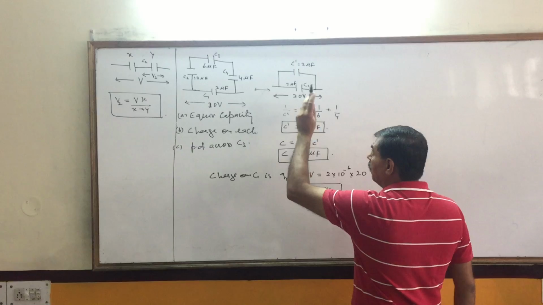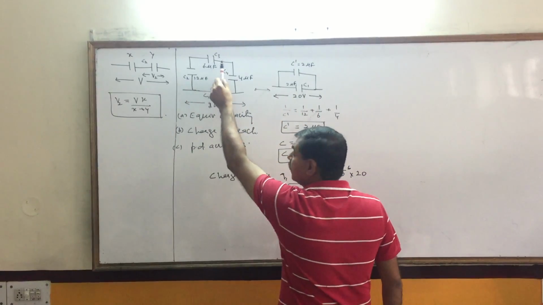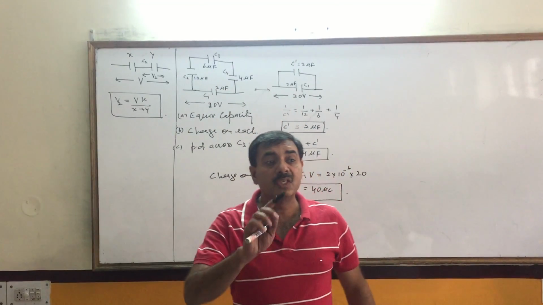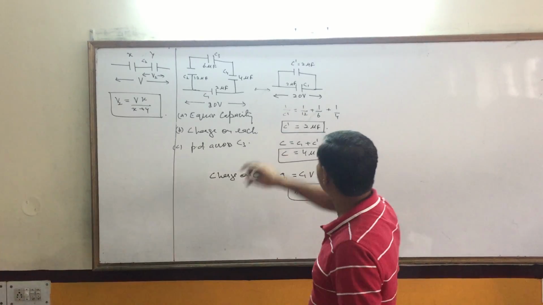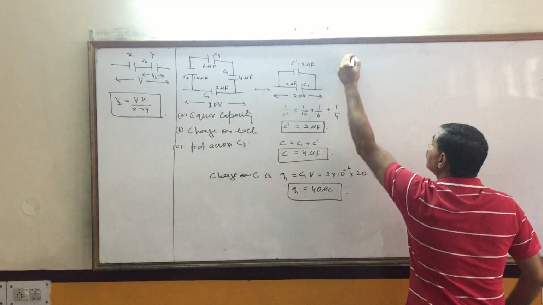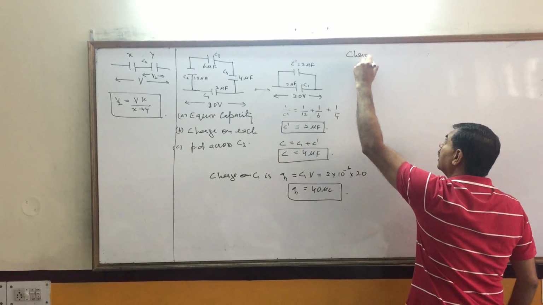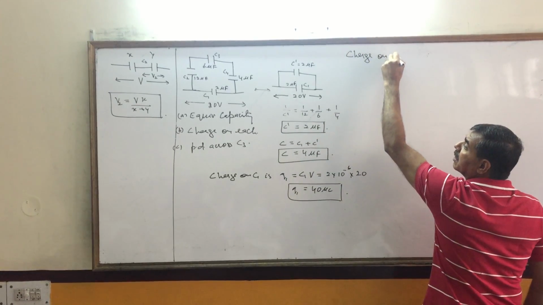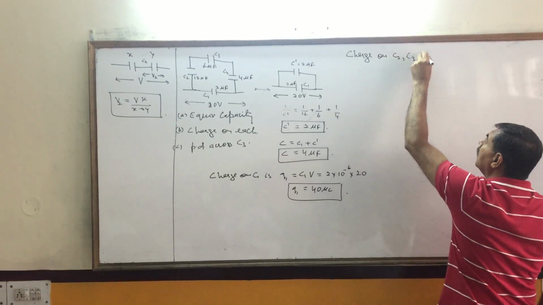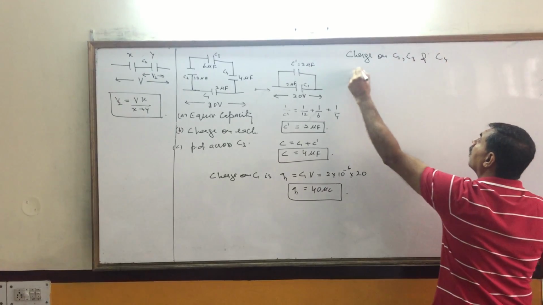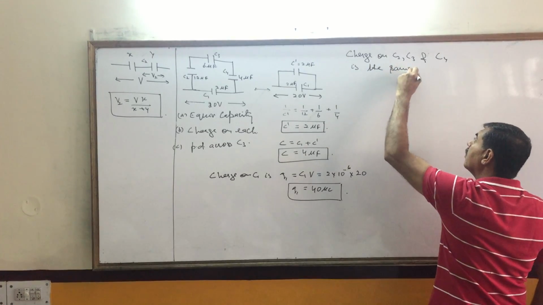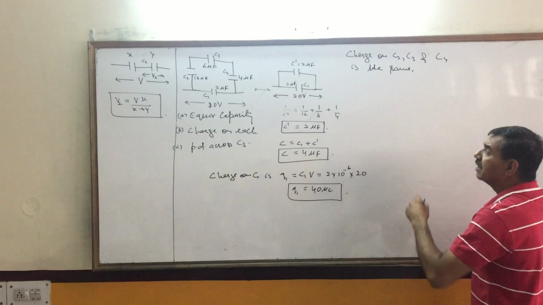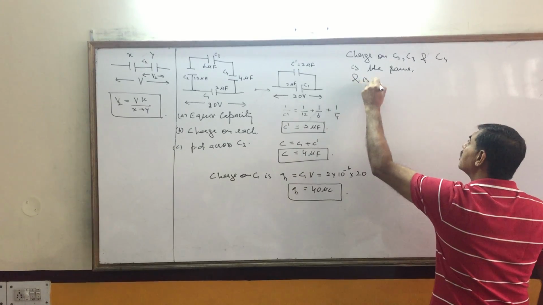The potential now, the charge on C2, C3 and C4 is the same. But how much? That is the charge on C dash. So note this down, initially: the charge on C2, C3 and C4 is the same. Why? Because they are in series.